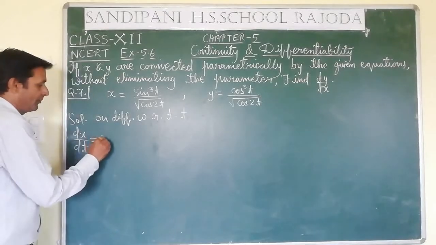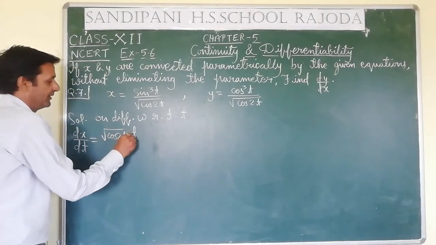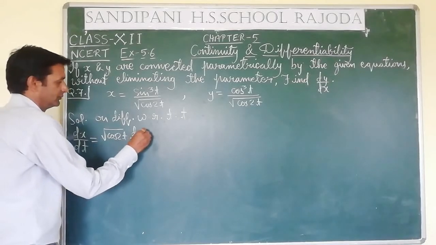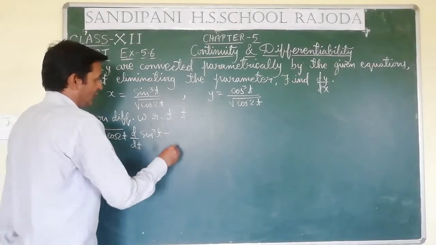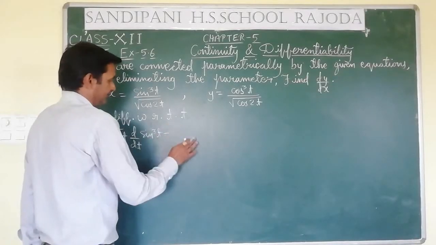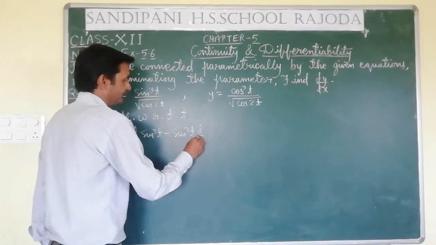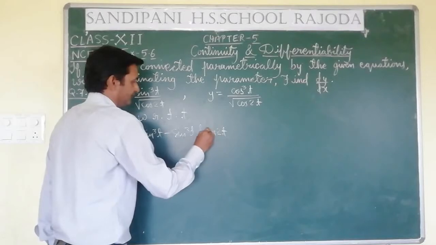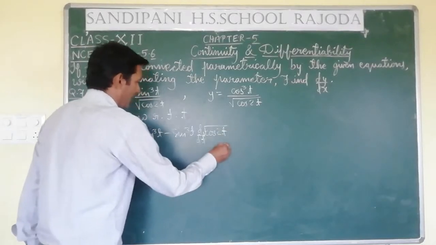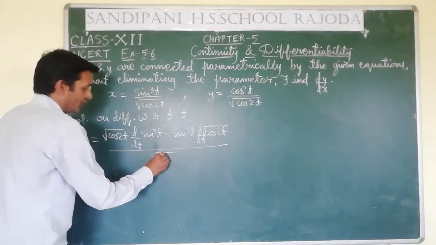So denominator into d by dt of numerator, minus numerator into d by dt of denominator, upon denominator square, means root cos 2t whole square.